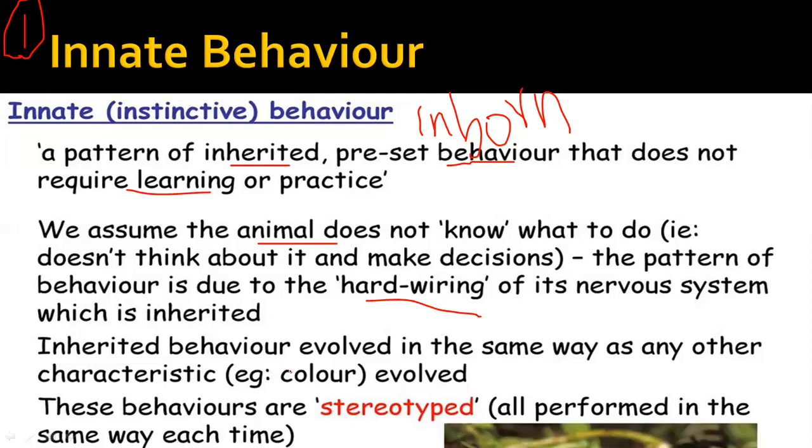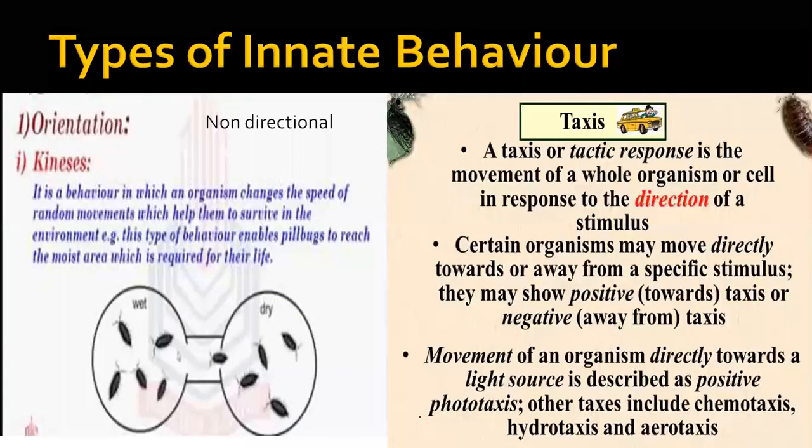So inherited or innate behavior, inborn behavior, evolved in the same way as any other characteristic, like color, which can transfer from one organism to another. We can call them stereotyped, like all performed in the same way every time they perform the same thing. Okay, let's talk about types of innate behavior.